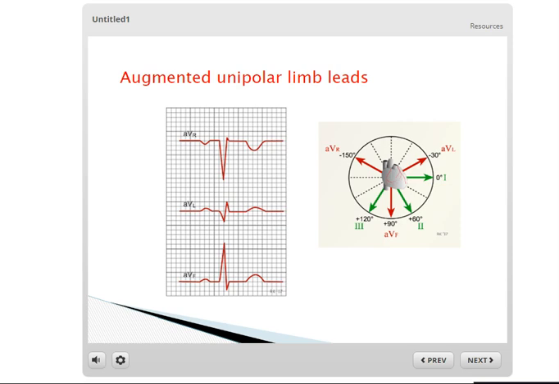90 degrees. If a wave of depolarization is moving from left to right at positive 150 degrees, then AVL will have the greatest negative deflection according to the rules for ECG interpretation.